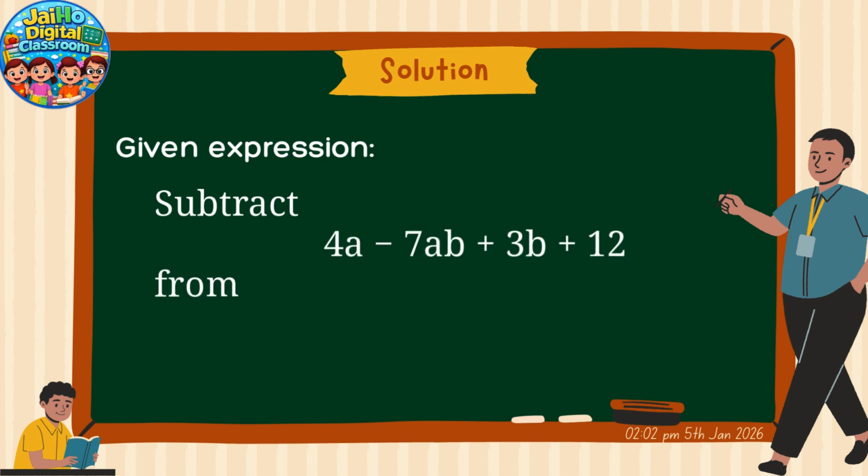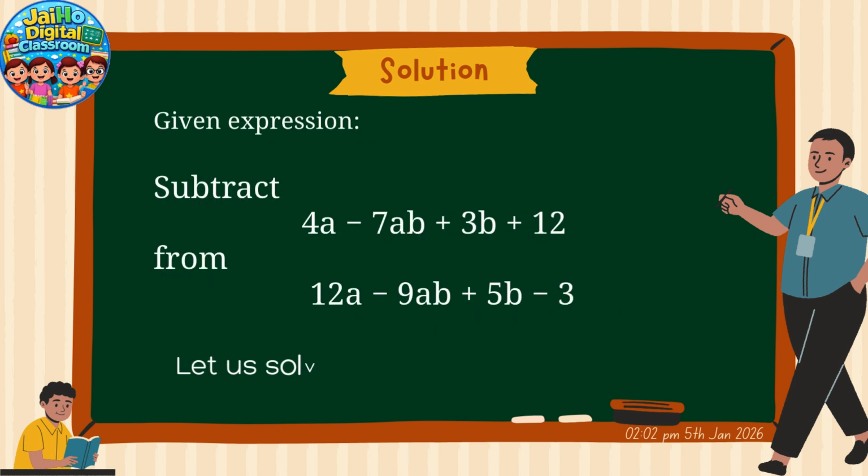We are given two algebraic expressions. We have to subtract 4a minus 7ab plus 3b plus 12 from 12a minus 9ab plus 5b minus 3. Let us solve this step by step.